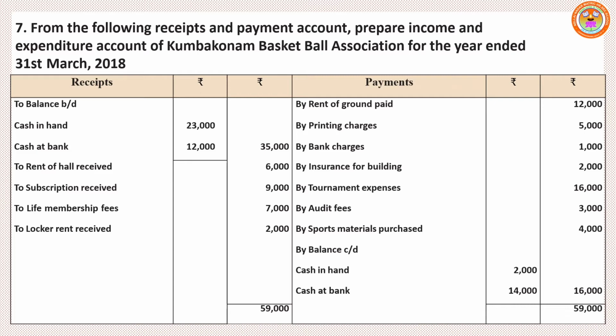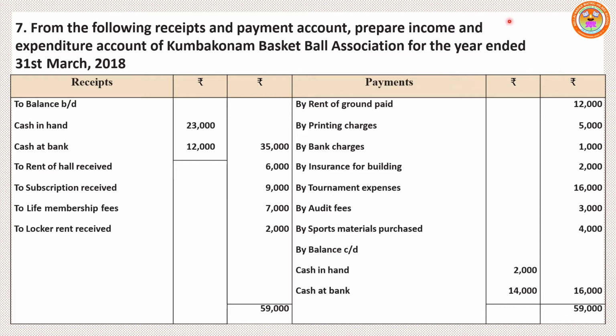Now, rent of hall received is recurring in nature; monthly they may receive rent. So it is a revenue receipt and will come under the income side. Subscription received is also recurring in nature, income side. Life membership fees: they pay once for the whole life, so it is non-recurring in nature. It is a capital receipt and won't appear. Then locker rent received is a revenue transaction, recurring in nature, so income side.